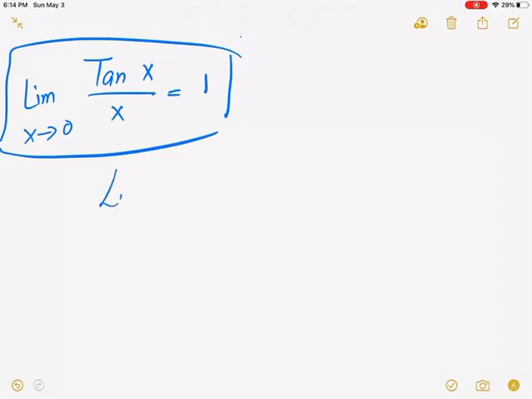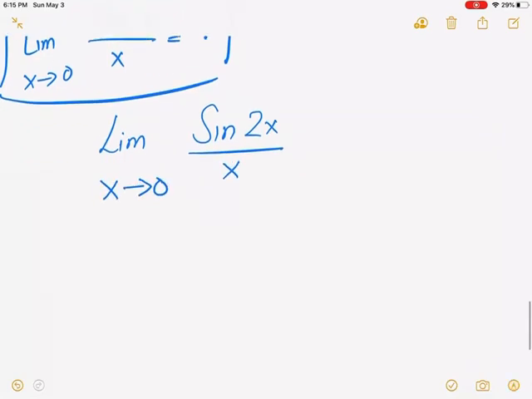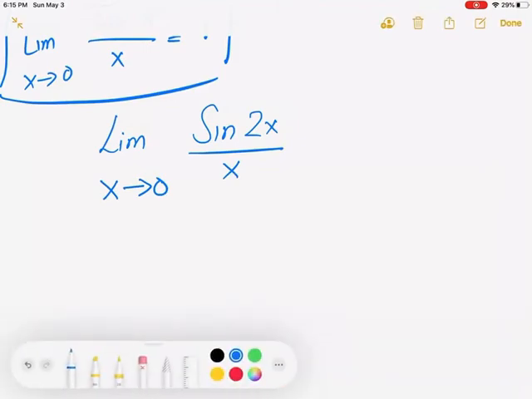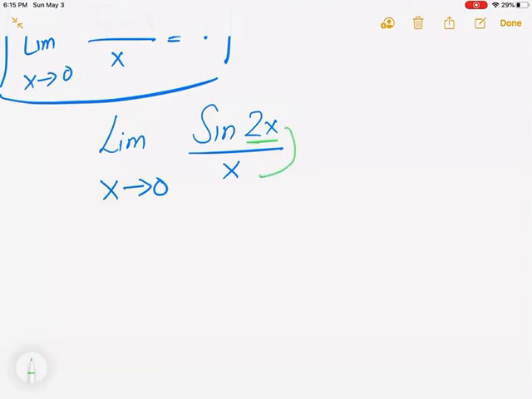I see the limit of sine of 2x over x, x approaches 0. Again, I know sine of some angle divided by the same value equals 1, right? But what I see is, for this problem, the angle is 2x. So the bottom number should match up with that. But it doesn't, right?